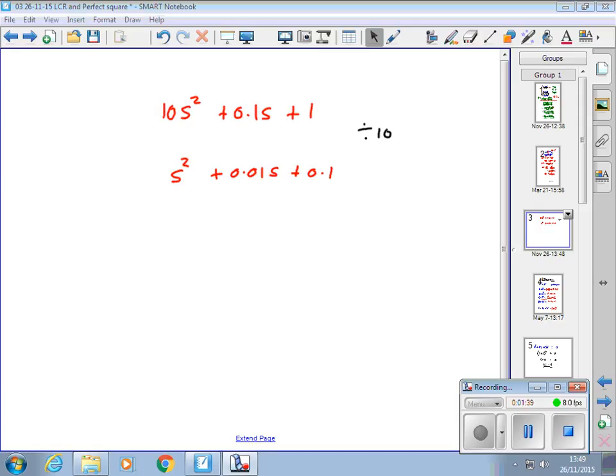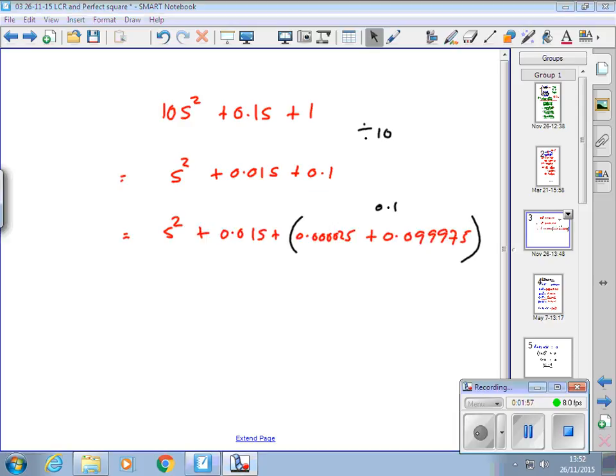And now we halve the coefficient of s and square it to make the perfect square, and then see what remainder is required to get us back to 0.1. So I'll just pause this while you have a go. So we take our 0.01 and we half it and square it, and that gives us 0.000025. So I've got to add 0.099975 to get back to the 0.1 again. So that's my remainder.